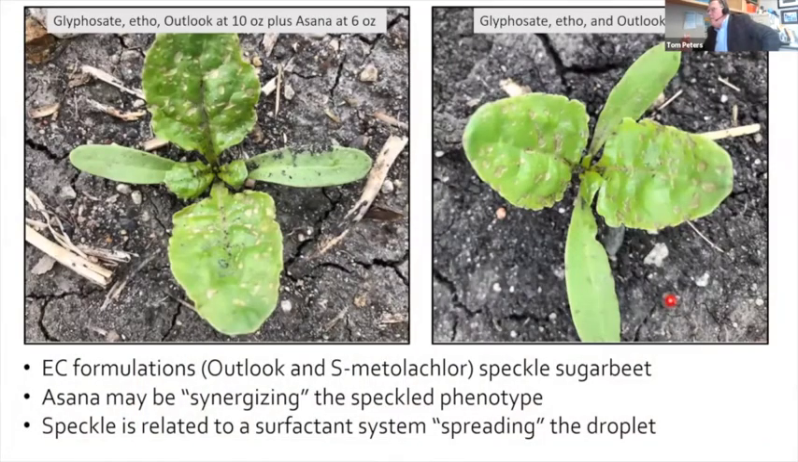Okay, Outlook and the S-metolachlor products, so Dual Magnum, Brawl, some of the others, Charger Basic, are all based on EC formulations. So when you spray these on a sugar beet, you're going to get this speckling phenotype. You're going to especially get it if you're using other products in combination with either Outlook or S-metolachlor.